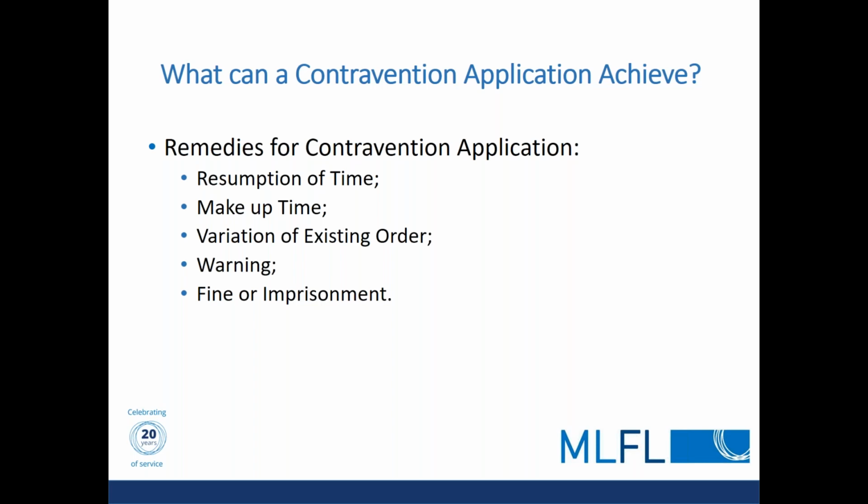The court can vary the existing order if there's a reason why that existing order is not working for the parties and leading to contraventions. They can change the orders. The court can order a warning to the person who has been found to have contravened, and more seriously, they can issue a monetary fine or even imprisonment.